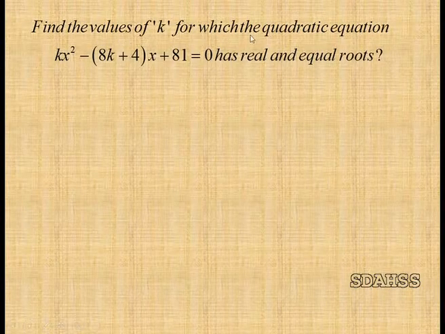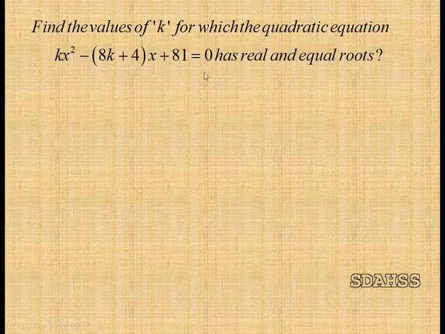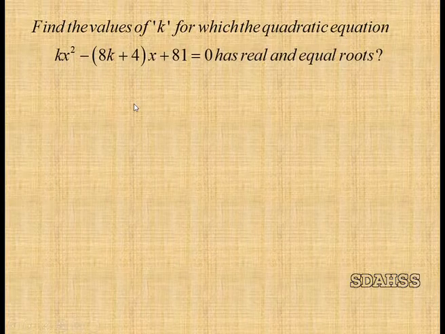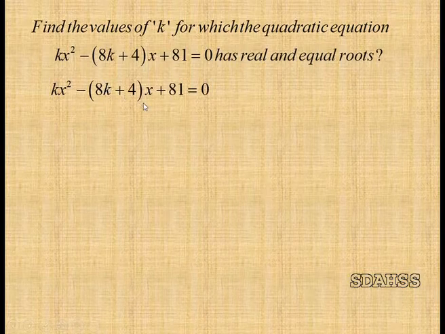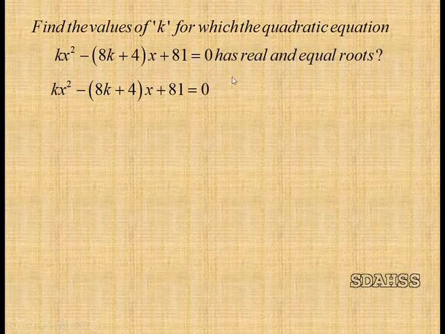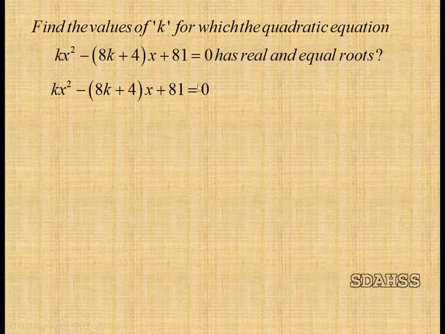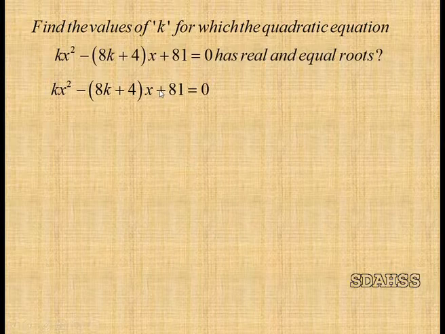Find the values of k for which the quadratic equation kx² − (8k + 4)x + 81 = 0 has real and equal roots. Consider kx² − (8k + 4)x + 81 = 0. The quadratic equation has real and equal roots, which means delta is equal to 0. Delta means b² − 4ac = 0.